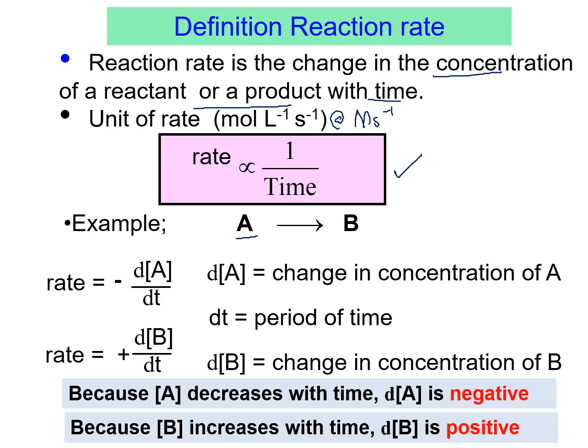A produce B. A as your reactant and B as your product. So di sini, based on this equation, you can write two expressions. The first expression is rate equals to negative dA over dt. What is meant by d? d means change. dA means the change in concentration of A. dt refers to the period of time.